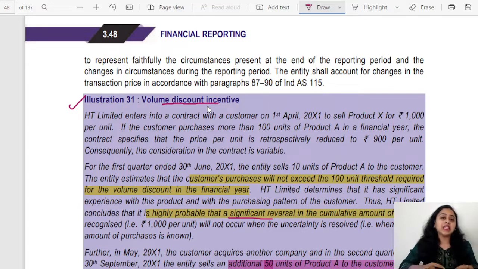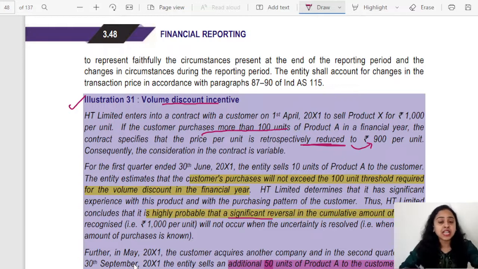If you have done any contract with a customer and you are giving any sort of discount, or you are being given any sort of discount on reaching any criteria, and that is based on sales, that is volume, so volume discount incentive, that is sales based discount. So HT Limited enters into a contract with a customer on 1st April 2001 to sell product A for rupees 1000 per unit. If the customer purchases more than 100 units of product A in a financial year, the contract specifies that the price per unit will be reduced, will fall down to rupees 900 per unit.